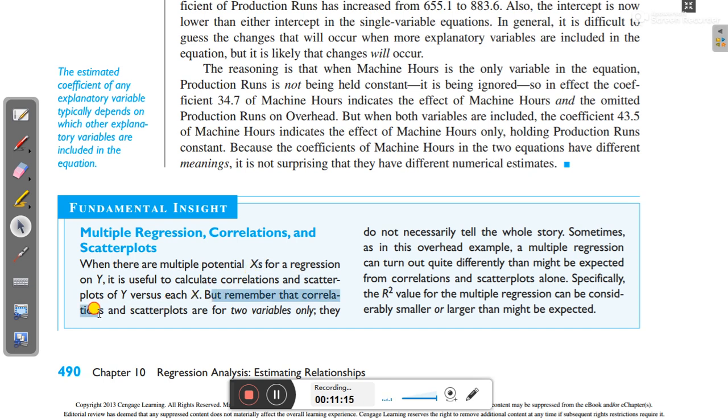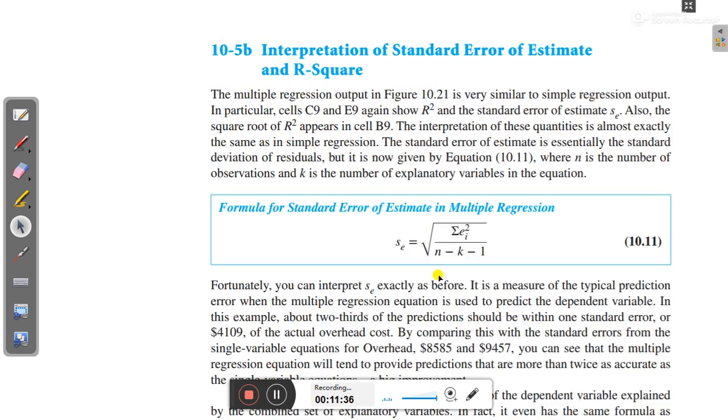But remember that correlations and scatter plots involve two variables only. They do not necessarily tell the whole story. Sometimes, as in this overhead example, a multiple regression can turn out quite differently than you might expect from the correlations and scatter plots alone. Specifically, the R-square value for a multiple regression can be considerably smaller or larger than might be expected. Obviously, that can happen. So for this type of situation, we need a new technique to understand and interpret the standard error of estimate and R-square.